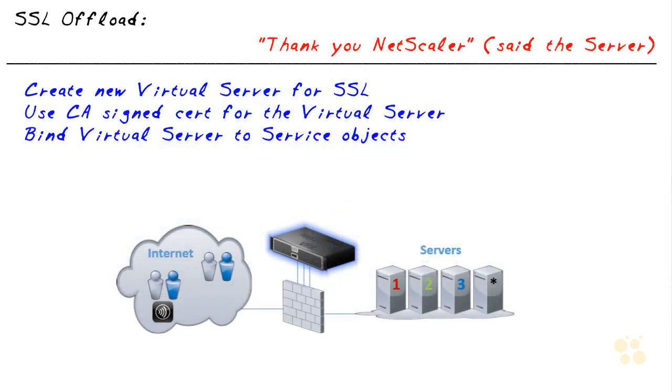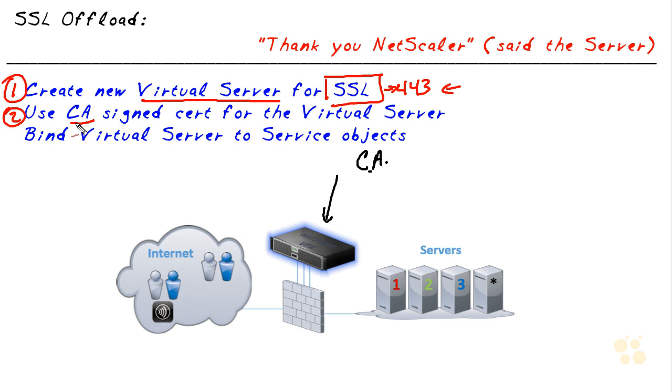To implement the SSL offload, we're going to presume we have a couple things in place. Number one, that we have a digital certificate on the NetScaler that's been signed by a certificate authority. And with that certificate in place, we are going to create a new virtual server that's supporting SSL and port 443, which is the default port for SSL/TLS.